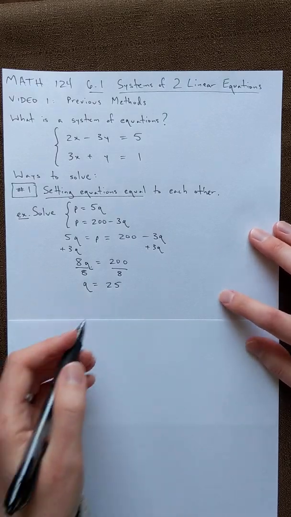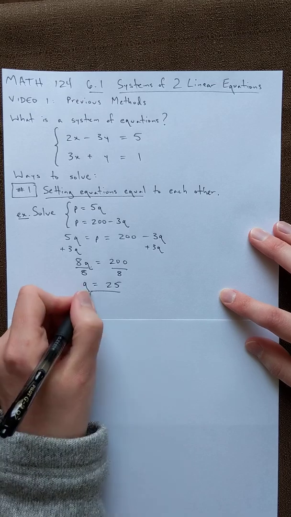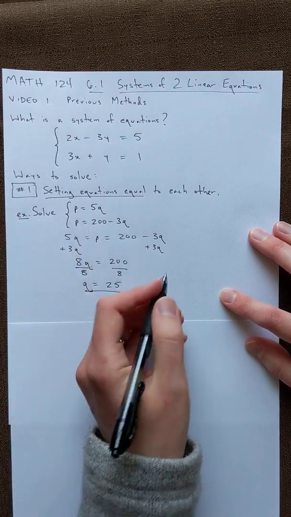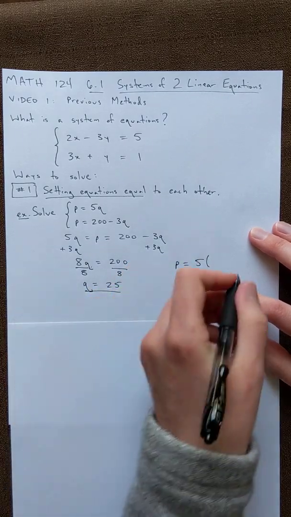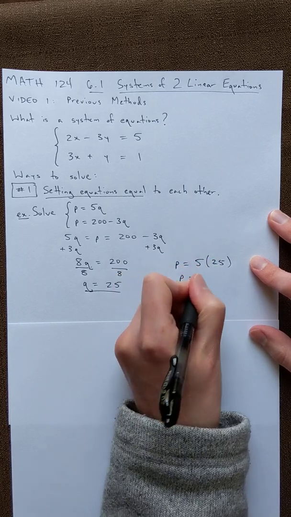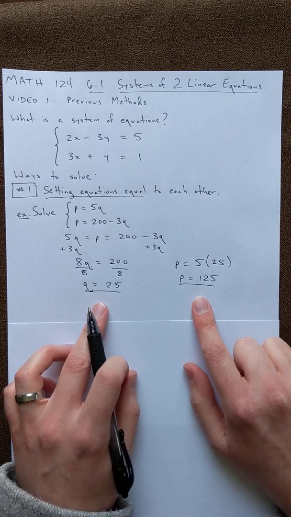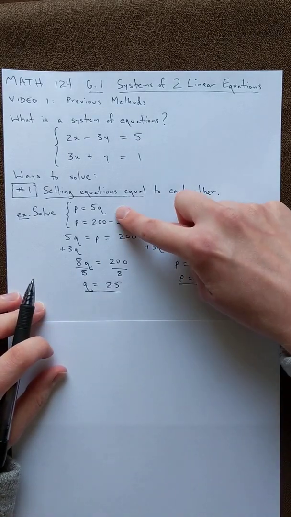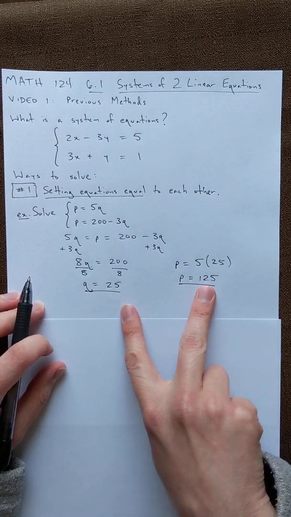And once I know the equilibrium quantity, I could find the equilibrium price by plugging q into any of the previous equations. I'll probably pick this top one. That looks pretty simple. P equals 5 times q, which means 5 times 25, and 5 times 25 is 125. And so there's our equilibrium quantity and price. But we could also think about this as being a solution of a system of equations.